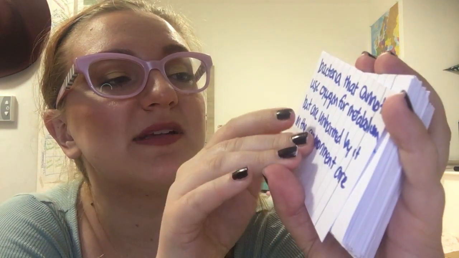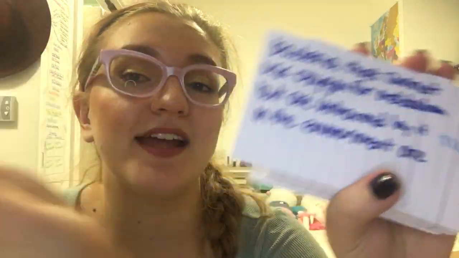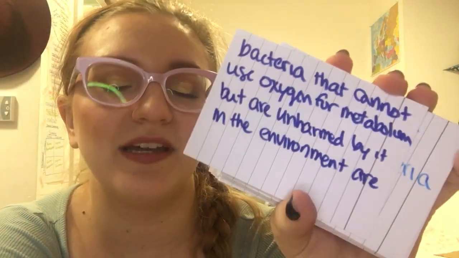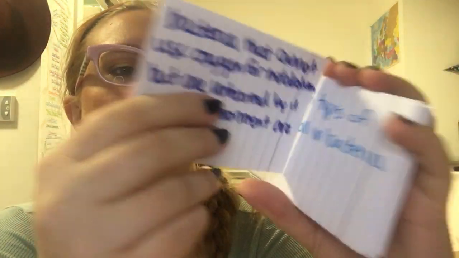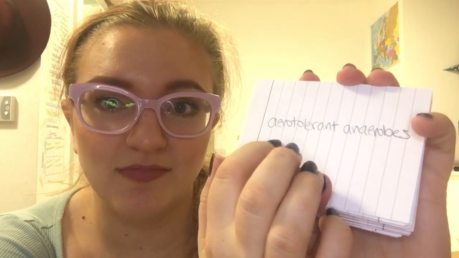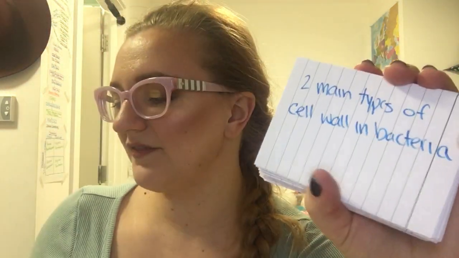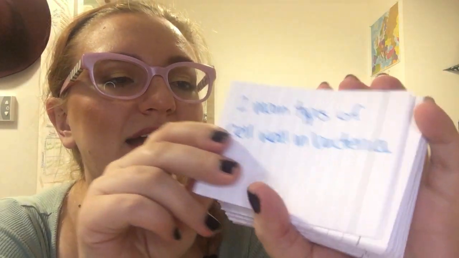And then the other type is bacteria that cannot use oxygen for metabolism, but they are not harmed by it. So basically they can survive in an environment that has oxygen, but they don't need it to survive. Those are called aerotolerant anaerobes. So once again, pretty easy to remember. They can tolerate an aerobic environment, but they are anaerobes. So pretty self-explanatory.